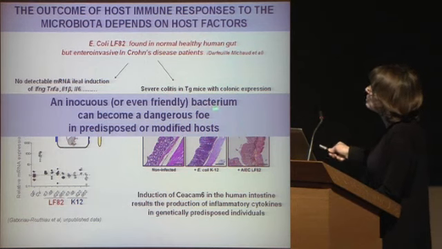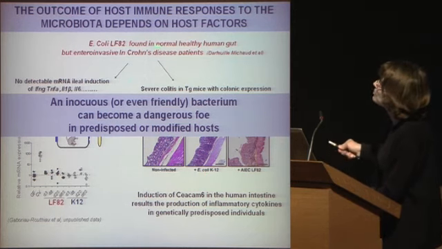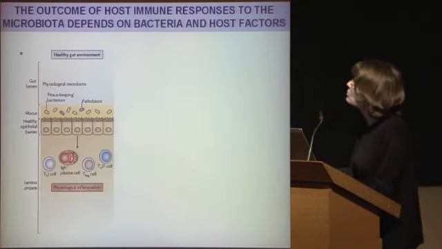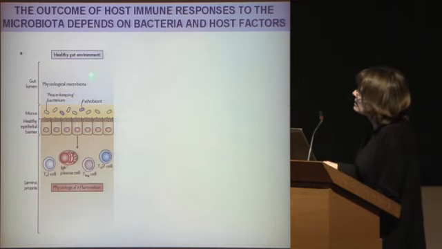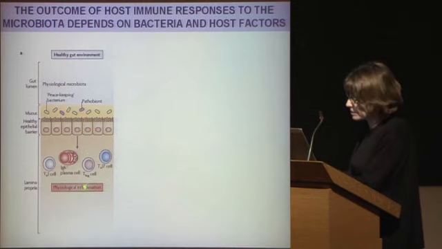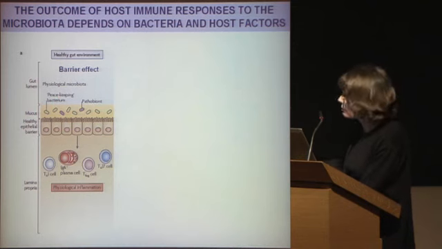So I think it's very important to remember that even an innocuous bacterium can become a dangerous foe in predisposed or modified hosts, and it's really the trade-off between the host immune system and the bacterial features which decides the outcome of the response. So to conclude, in a healthy gut environment, the microbiota, both the peacekeeping bacteria and probably some bacteria which have been coined pathobionts, and probably SFB could be put as a pathobiont, result in physiological inflammation, which contributes to the barrier effects against the microbiota, protecting the host against pathogens, but also probably protecting the niche of the bacterium.